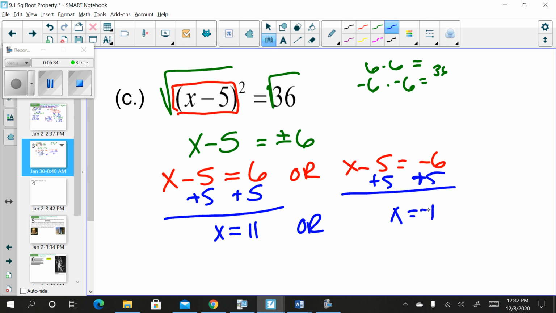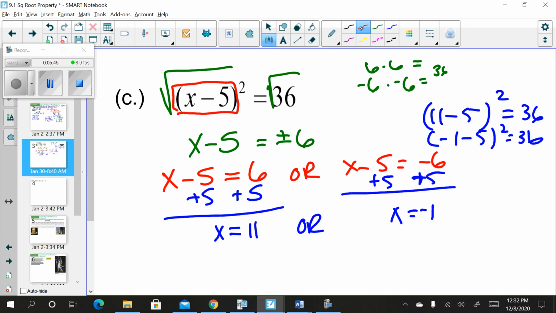If you put either of those back into the original, 11 minus 5 squared should give you 36, and negative 1 minus 5 squared should also give us 36. If you check your answers, 11 minus 5 is 6, so 6 squared for sure. Negative 1 minus 5 is negative 6 squared, also 36, absolutely. So we end up with two different answers. So we're always isolating the square term, taking the square root on each side, and then doing whatever we need to do to solve if we need to. Like in this case, we had an expression as a base, and we had to do a little bit of work to solve for it.